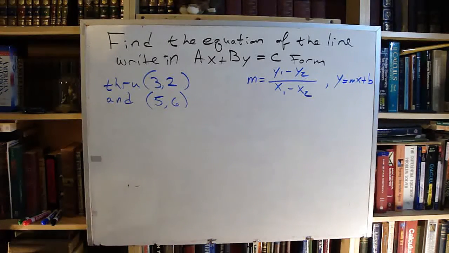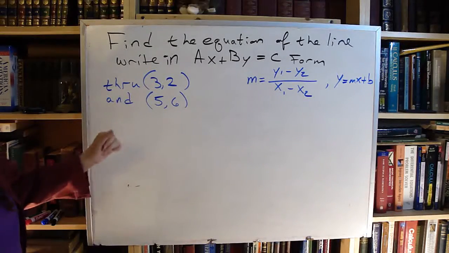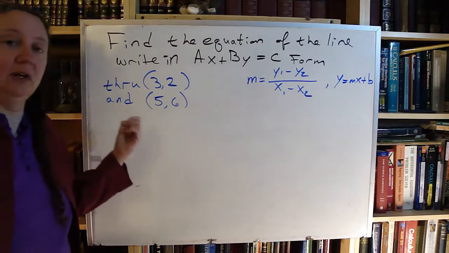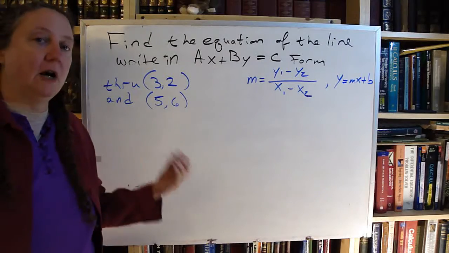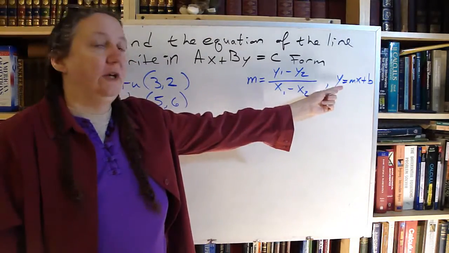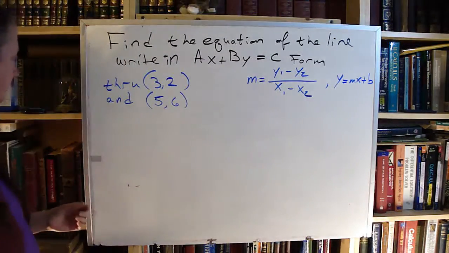Find the equation of the line and write it in ax plus by equals c form. The line passes through the points (3, 2) and (5, 6). In this example, we are not given our slope. We have to find the slope. Once we find the slope, then we can use our y equals mx plus b to find b.